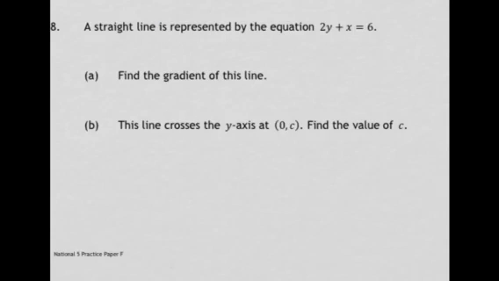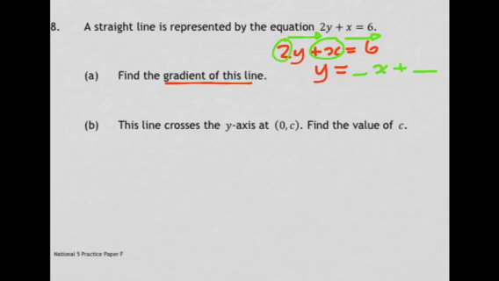Okay, question 8, find the gradient of the line. Well, that means we need to take the equation 2y plus x equals 6, and we need to rewrite it as y equals. Okay, so the first thing we're going to do is we're going to move the positive x over, and then we're going to move the 2 over. And that's going to give us y equals something times x, add something at the end. Okay, the something times x, that's going to be your gradient. The c, that's where you cut the y-axis, that's the number at the end.